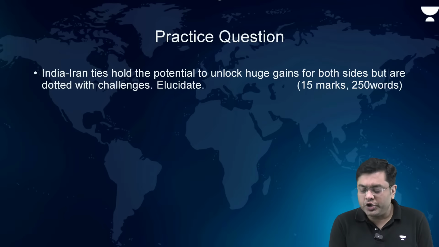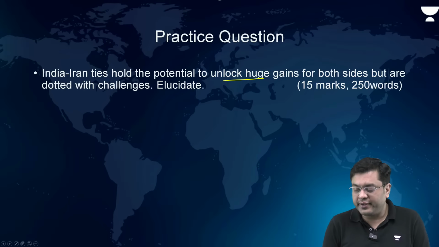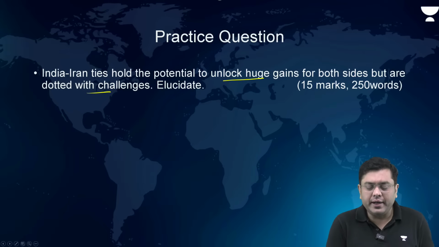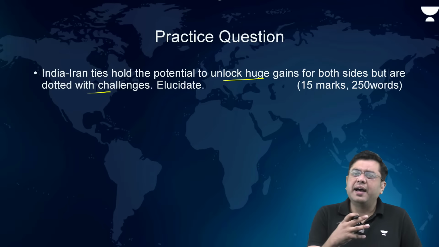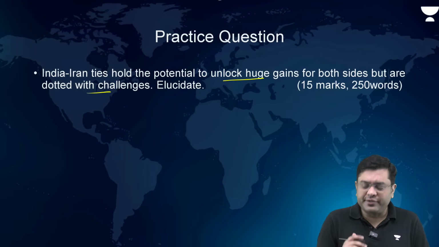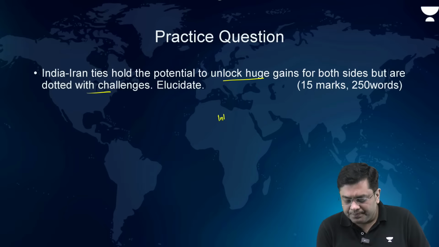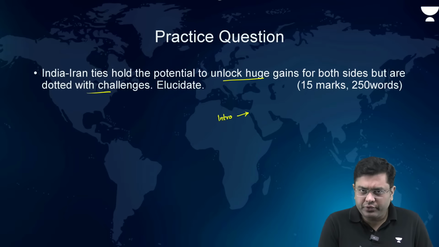India-Iran ties hold the potential to unlock huge gains for both sides, but are dotted with challenges. Elucidate. So here, a detailed answer is required. So what do you write in the intro? Do you straight away talk about the benefits and the challenges?